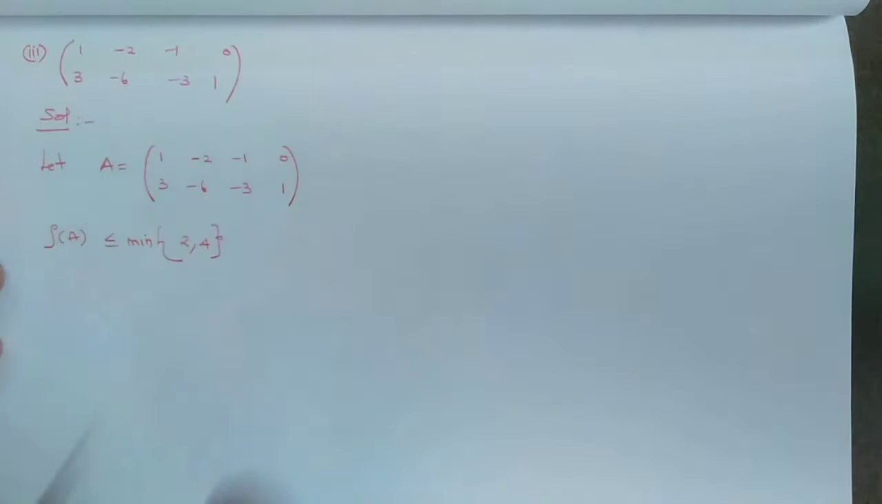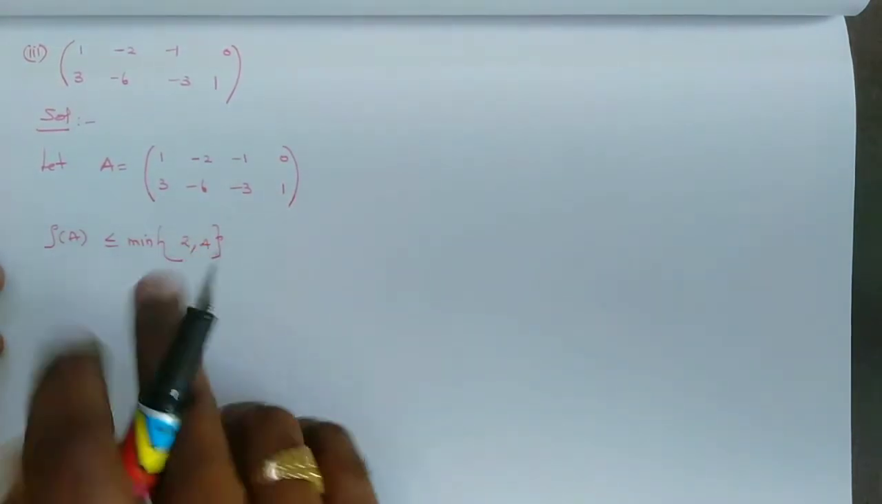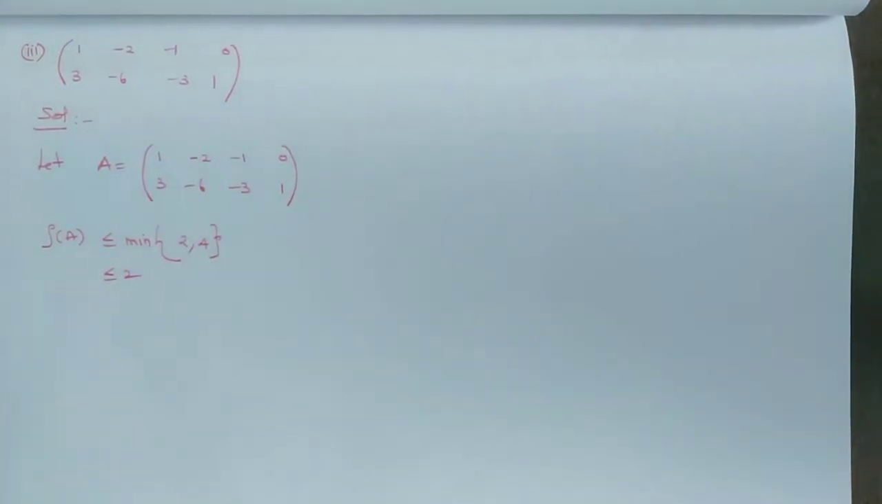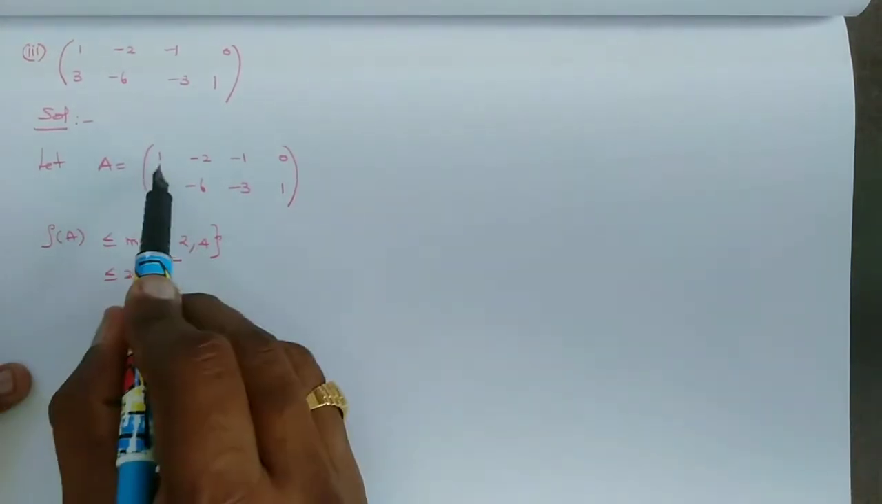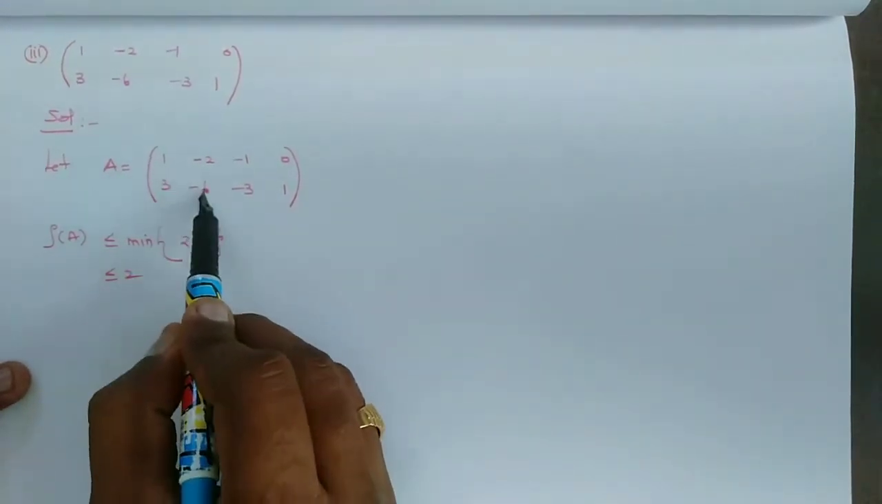2 rows, 4 columns. In that, which one is minimum? 2 is minimum, so rank is less than or equal to 2. Therefore, the rank can be 1 or 2. I want to choose only one determinant which is not equal to 0. Choose any one. This is C, minus 6.